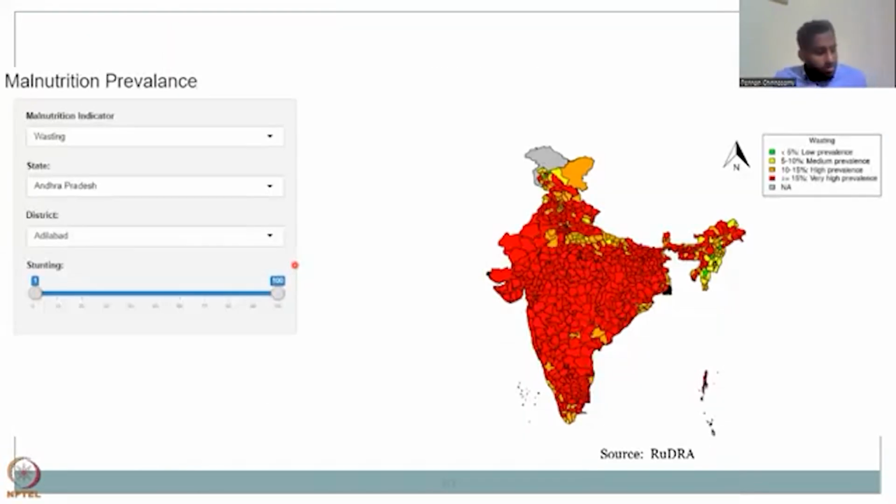Let's go to another dashboard that another student had created through GIS and R. This was looking at malnutrition indicators in rural India, especially the different blocks. And you could see that if you put it as numbers and tables, it doesn't look that great. But if you put it as an image with blocks colored differently based on the percentage, let's say here wasting is very high is red, then 10 to 15% is high prevalence, 5 to 10% is medium, and less than 5% is good, which is green.